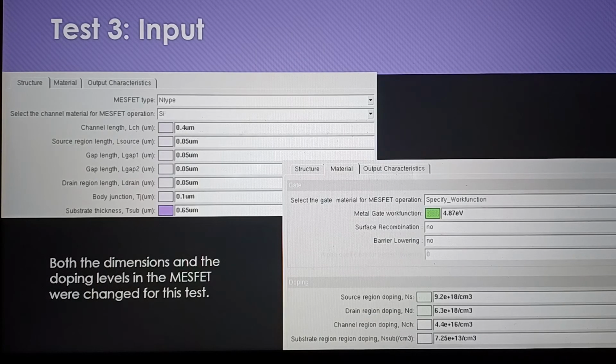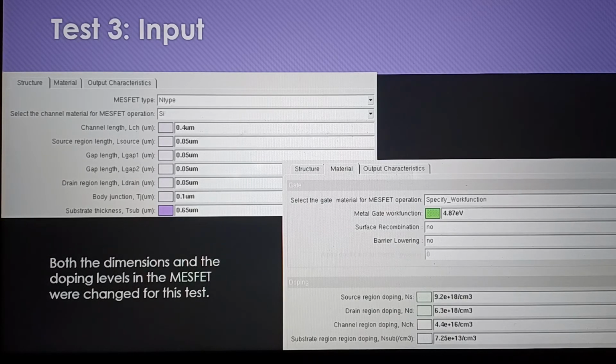For test 3, I changed everything. I changed levels of doping and the dimensions. So the channel length is now 0.4 micrometers. Source region length, gap length 1, gap length 2, and drain region length are now all 0.05 micrometers. Body junction is 0.1 micrometers, and substrate thickness is 0.65 micrometers, and it's an N-type MESFET, and the channel material selected is silicon. For the doping, the source region doping is 9.2 times 10 to the 18 centimeters cubed.